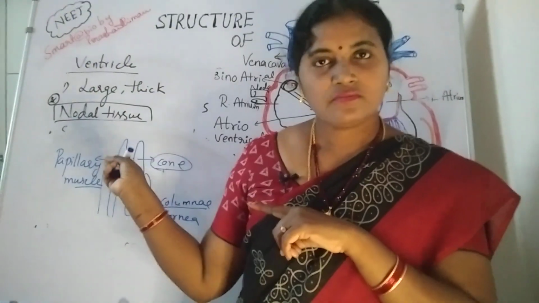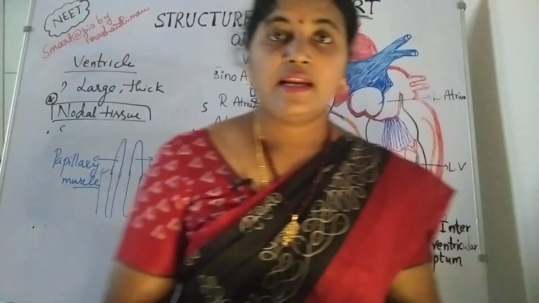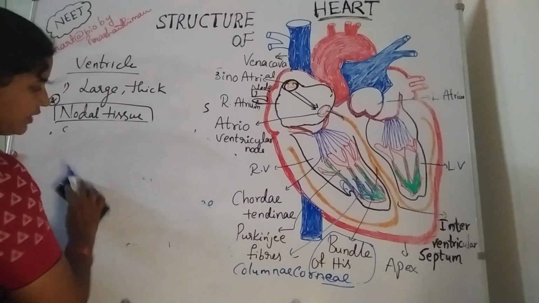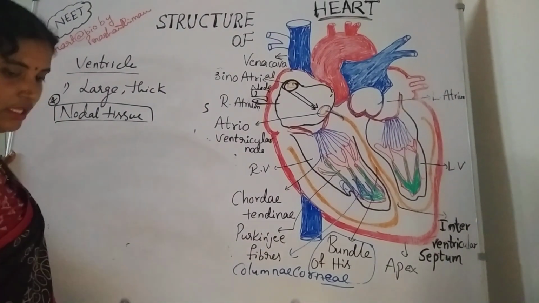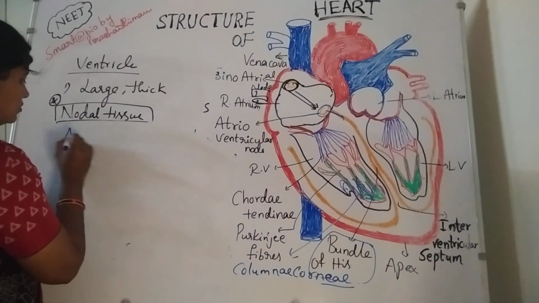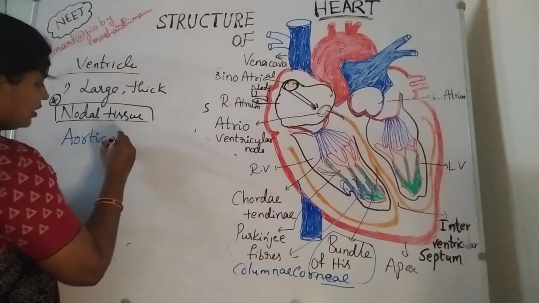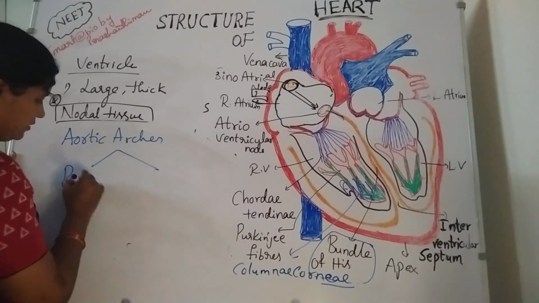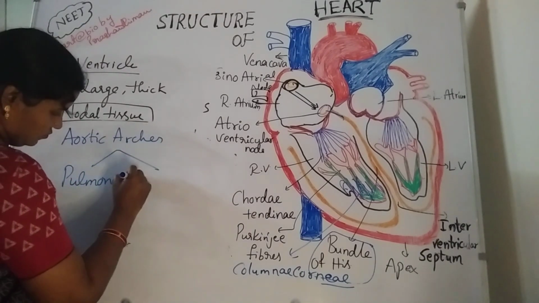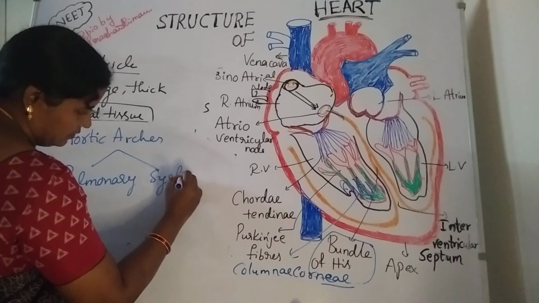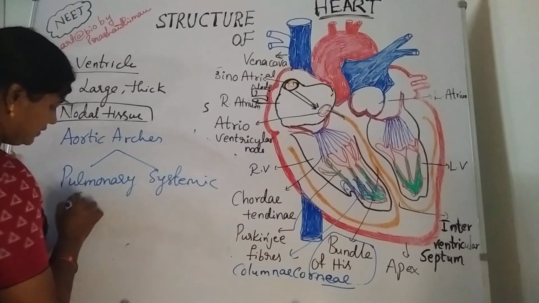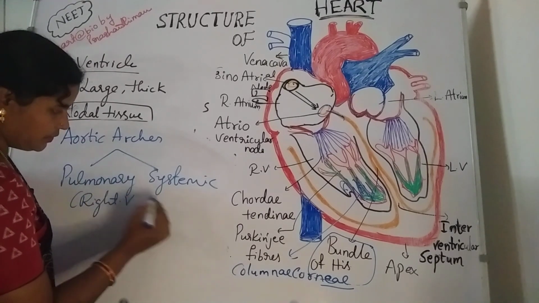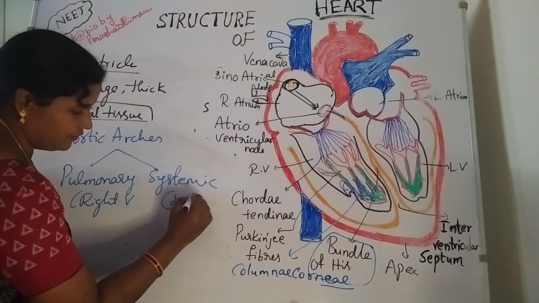And then nodal tissues. Now we'll see the last one, the aortic arches. Aortic arches are very, very important. There are two aortic arches, two aortas. The first one is pulmonary and the second one is systemic. The pulmonary arises from the right ventricle, and the systemic is from the left ventricle.